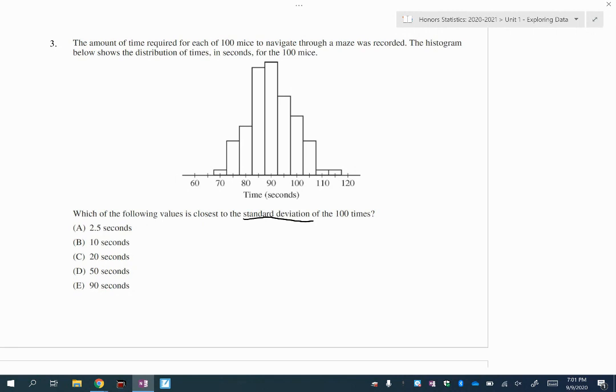There is not really a way to do this besides understanding what standard deviation is and how to look at the histogram. Now, the first thing I notice about this histogram is the center looks to be around 90, right? So if I'm thinking that the center, the mean, is about 90, and I look how far away the data values are from 90, all right? So if I look at letter A, it says the standard deviation is 2.5 seconds, right?